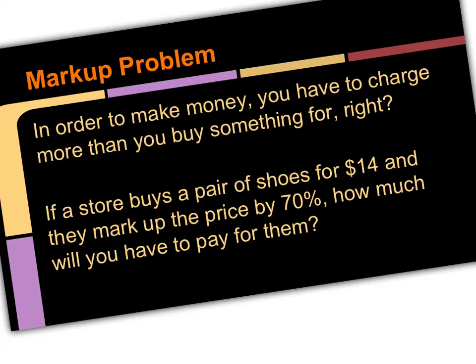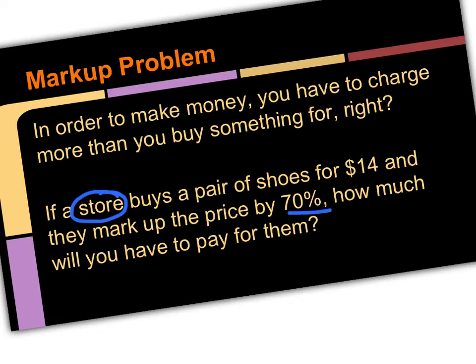Does that make sense? Meaning, if a store buys a pair of shoes for $14, so we're talking about the store buying it, and they have to mark up the price by 70%, how much will you have to pay for them? So in order for the store to make money, they can't just charge you the $14 because they're not going to make anything off of that. That's what they had to give to get those pair of shoes. So they mark it up by 70% and then put that on the tags that you see in the stores.